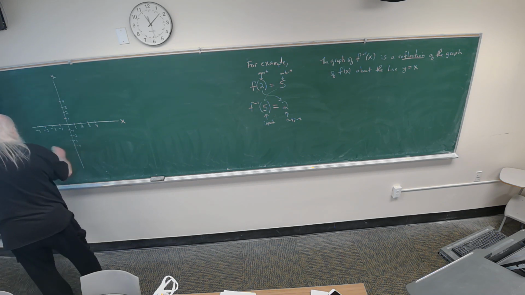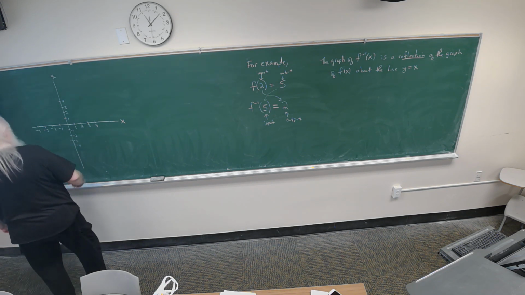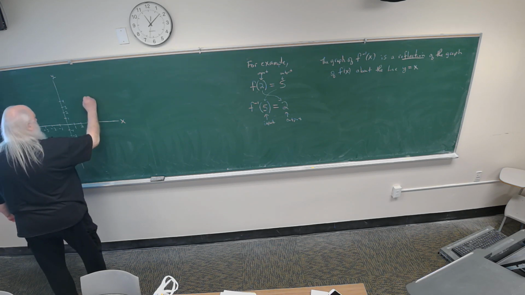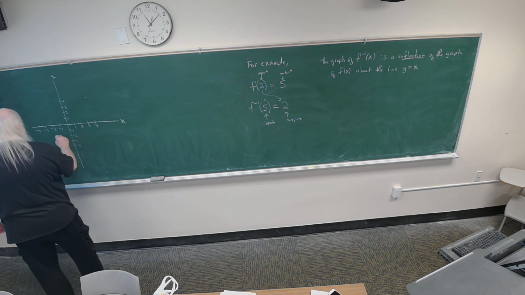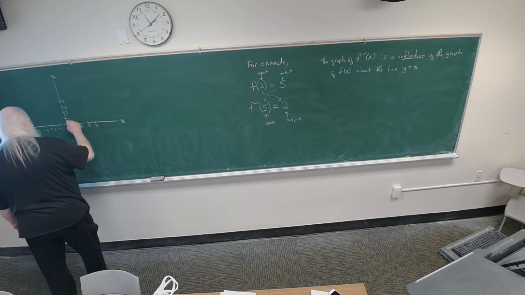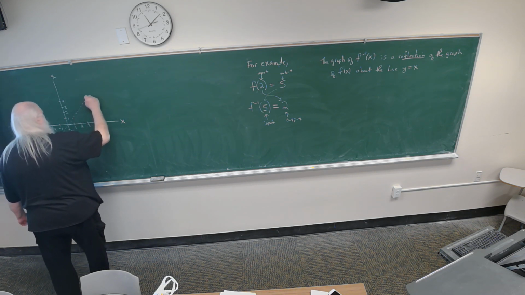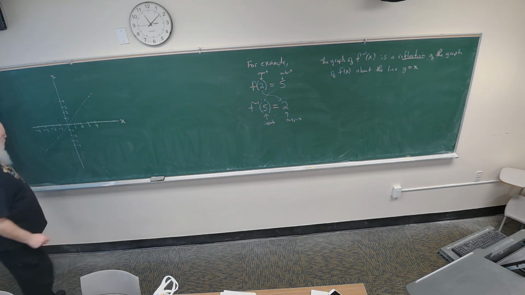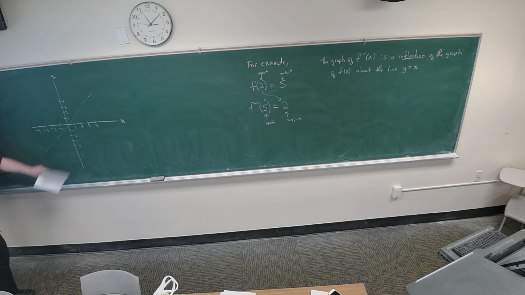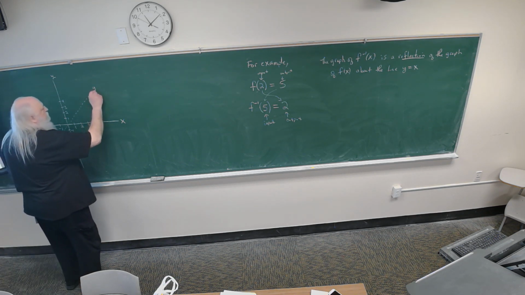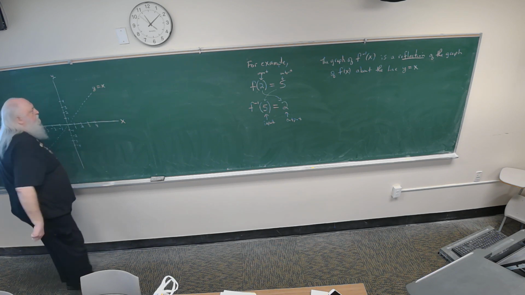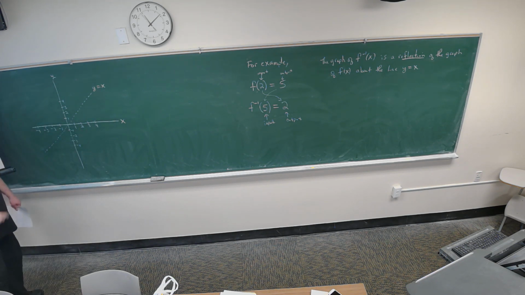So do the best you can to draw that 45-degree angle. So you see that dashed slanted line? That's the line y equals x. Slope of 1, goes through the origin.